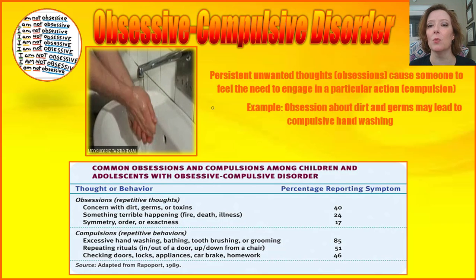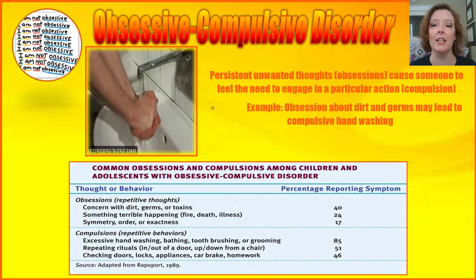This is the persistent unwanted thoughts, which are obsessions, that cause someone to feel the need to engage in particular actions, which are the compulsions. So don't get those two confused. Obsessions and compulsions are very different. So the obsession about dirt and germs can lead to compulsive hand washing. Those are very different. You can have obsessions without behaviors that accompany it.